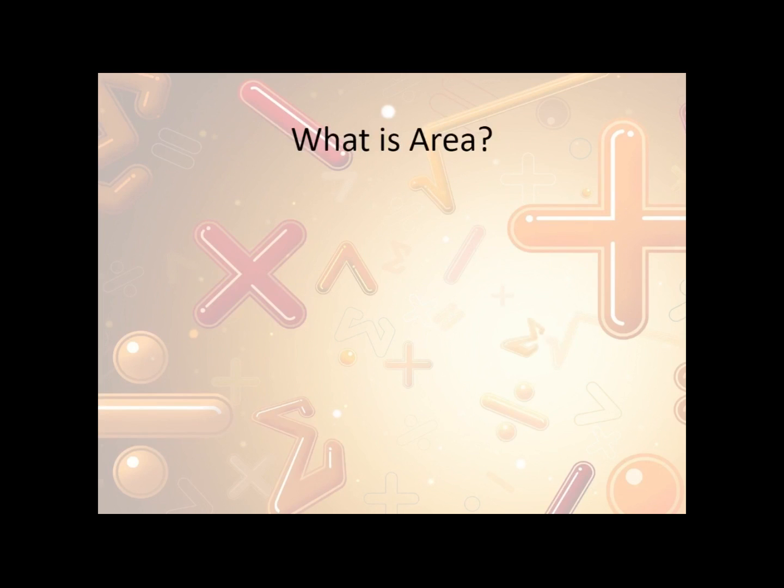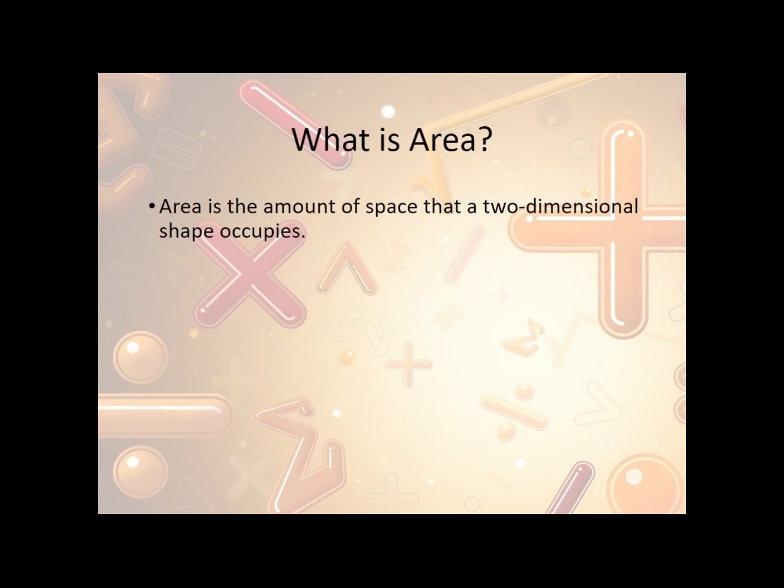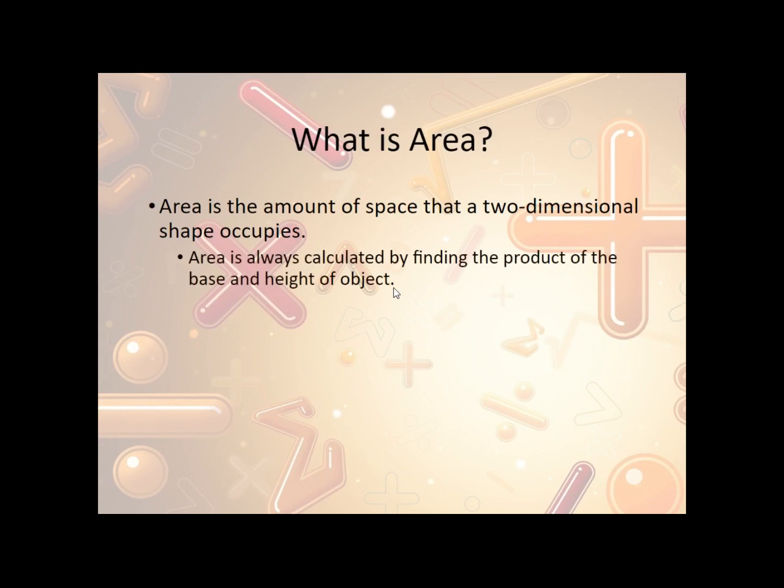Now, what is area? Area is the amount of space that a two-dimensional shape takes up. So two-dimensional means flat. So it's the amount of space that is taken up. Area is always calculated by finding the product of the base times the height of the object. So for instance, we have a rectangle here. It would be found by multiplying this length times this length.